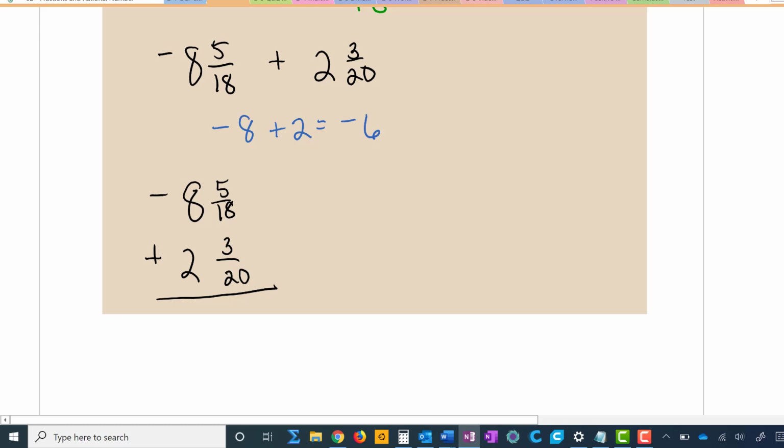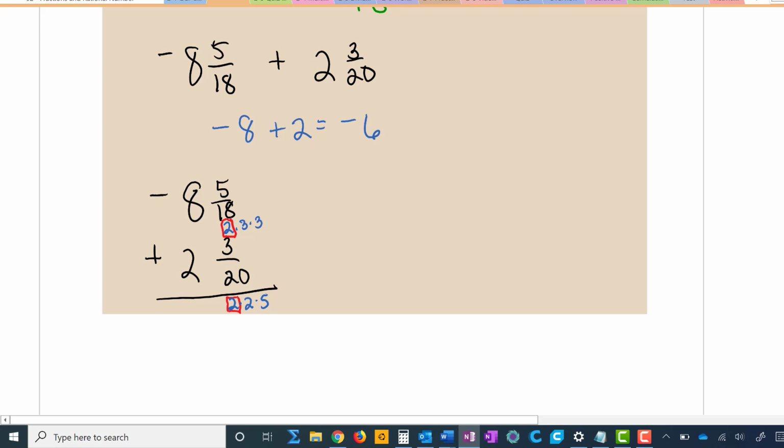So the first thing we need to do is get a common denominator. And I know that 20 and 18 have a common factor of 2. So I know I'm going to use my prime factorization method. So I'm going to multiply 2 times 3 times 3 out here to show the prime factors that go into 18, and 2 times 2 times 5 to show the prime factors that go into 20. What they have in common is 1, 2.